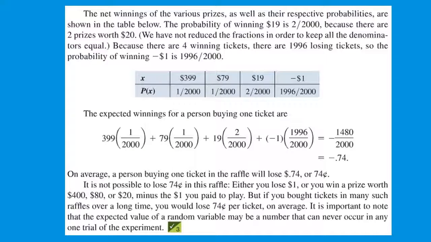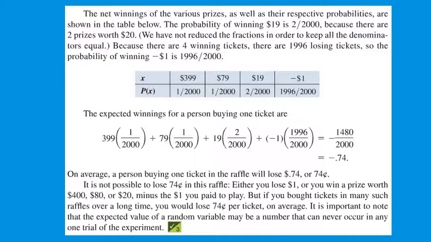Okay, here's our chart. Your chance of winning the microwave is 1 over 2,000. Of winning the dinner for 2 is 1 over 2,000. The 2 books, there's 2 books, so that's 2 over 2,000. And then all the rest of the people are going to lose $1. So that's 1,996 out of 2,000. So you're going to multiply the dollar values by their probabilities and then add them together. When we do that, we get a negative number, which is actually fine. That can happen with expected value. What that means is that on average, a person buying a raffle ticket will actually lose 74 cents.